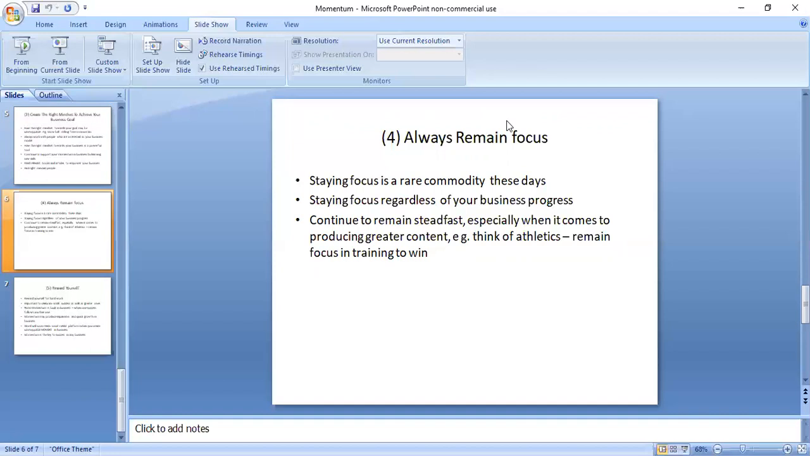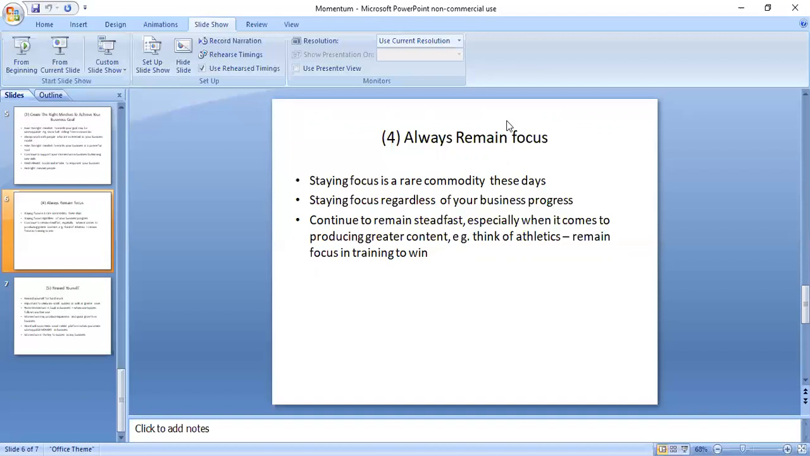For example, think of an athlete. An athlete remains focused at all times in training to win. The athlete trains in season, out of season, because the focus, the destiny, is to win. And so it is with our business. We've got to be focused in season, out of season, with the one goal in mind: to win.